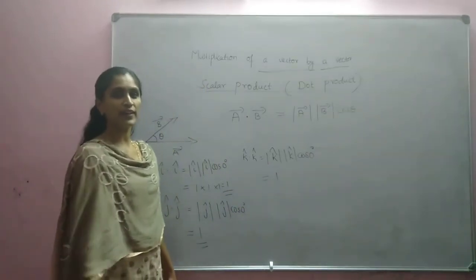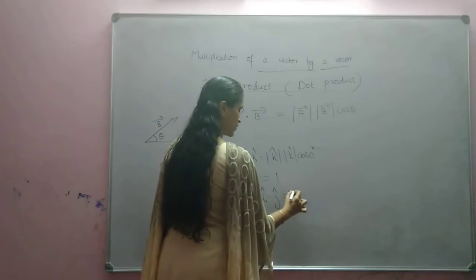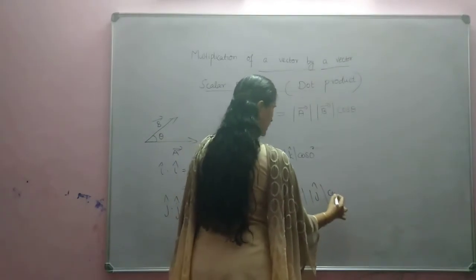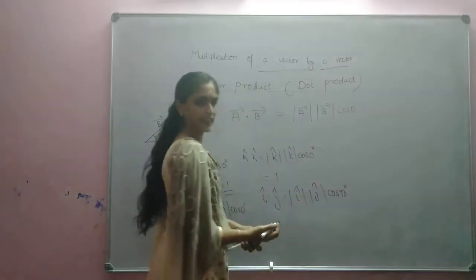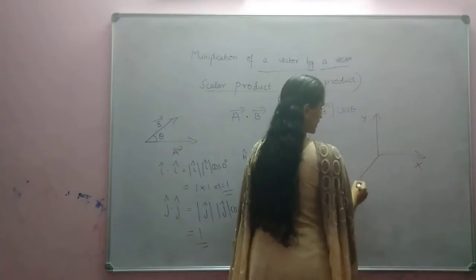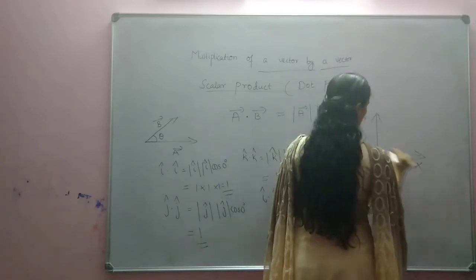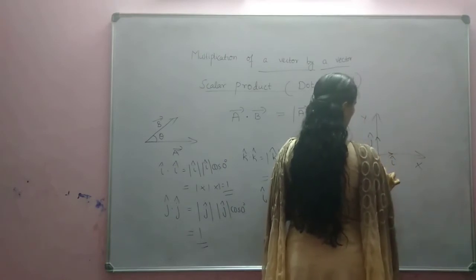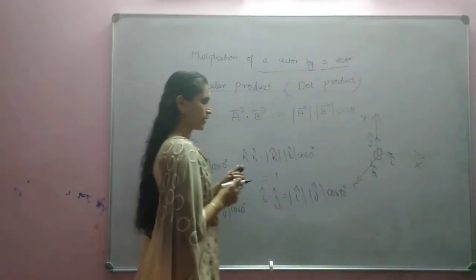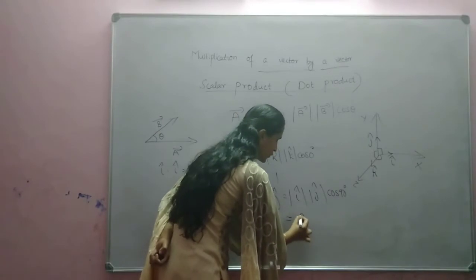Okay. Now we can find I dot J. What will you get? I dot J is equal to modulus of I, modulus of J into cos of the angle between I and J. The angle between I and J is 90 degrees. Why is it 90 degrees? Already you know that these are the unit vectors along x, y, z directions. Along the x direction the unit vector is I cap. Along the y direction the unit vector is J cap. And along the z direction the unit vector is K cap. So the angle between them is 90 degrees. So we can write modulus of I into modulus of J into cos 90. That will be equal to 0.